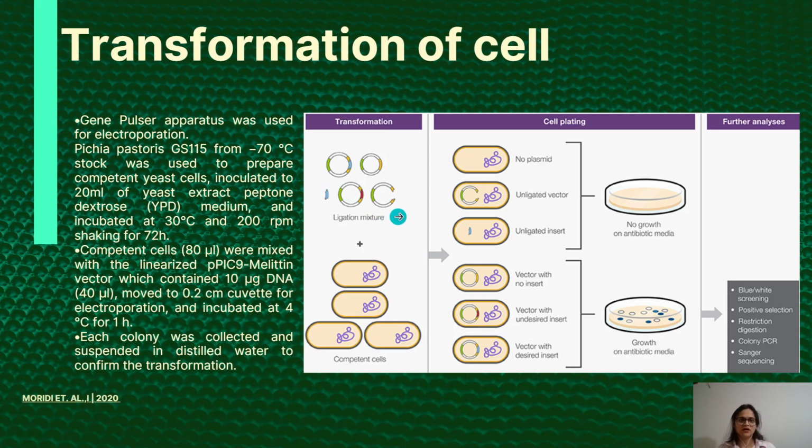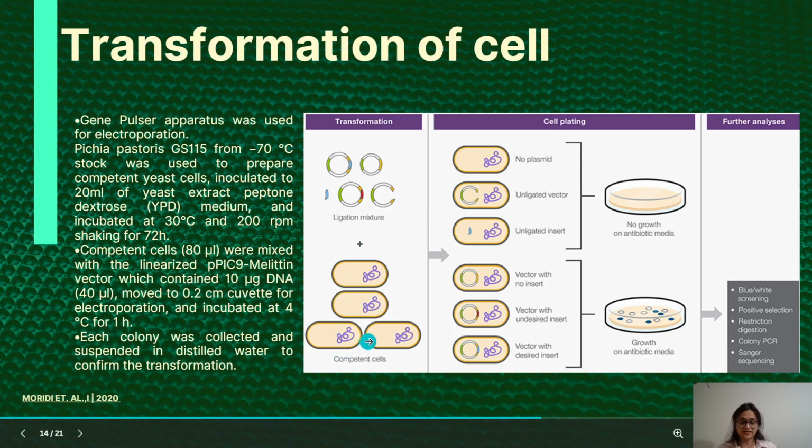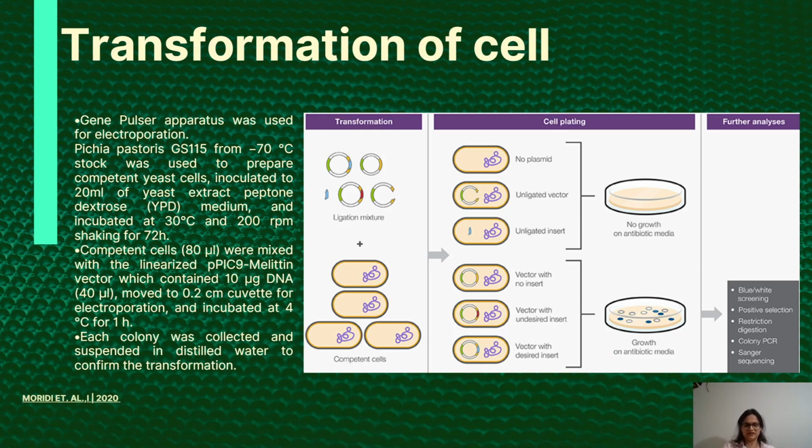The PHAR from minus 70 degrees Celsius stock was used to prepare the competent yeast cells, inoculated at 220 ml of YPD medium and incubated at 30 degrees Celsius and 200 RPM shaking for 272 hours. Then the competent cells were mixed with the linearized pPICZα-melittin vector from the previous slide, which contained 10 microgram of DNA, and moved to a 0.2 centimeter cuvette for the electroporation, which was done using the Gene Pulser apparatus and incubated at 4 degrees Celsius for 1 hour.